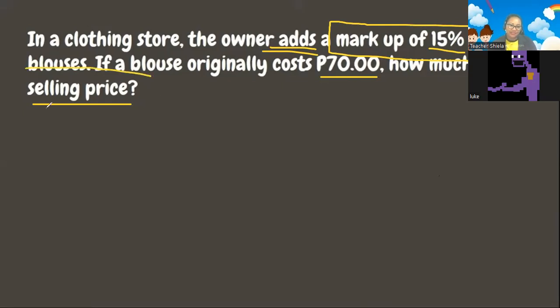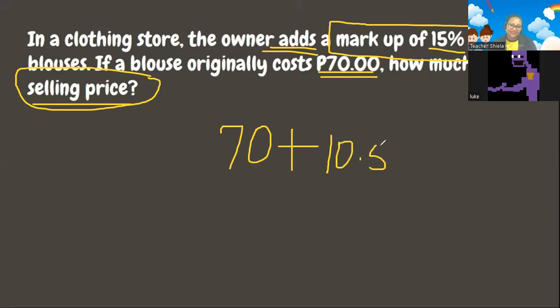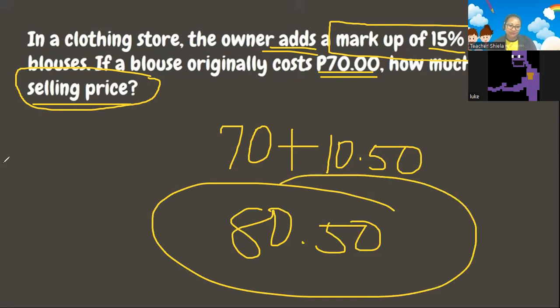Oh, wait. 10.50. Yes. And then how much will be the selling price? If the original cost is 70 pesos plus the markup price, 80 pesos and 50 cents. Okay, so your answer is 80.50, 80 pesos and 50 cents, right? Yes, very good.